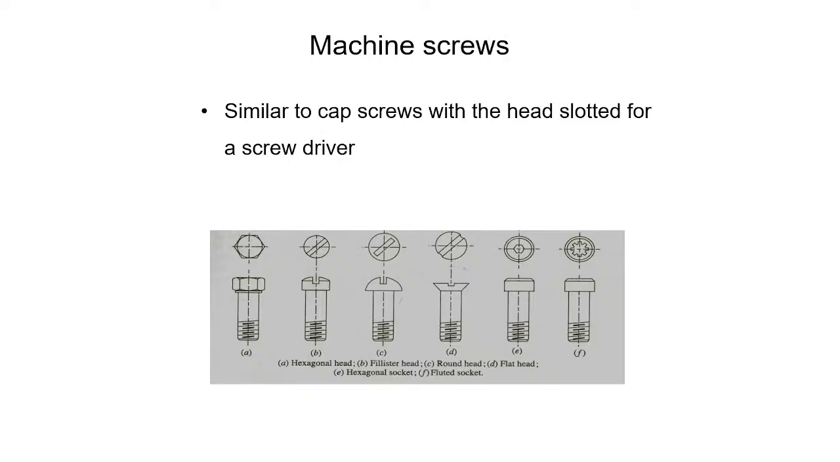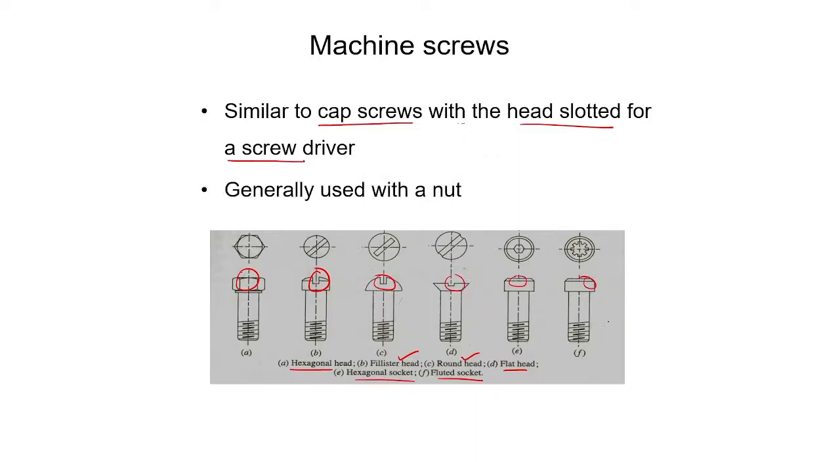Machine screws. It is similar to cap screws with a head slotted for a screwdriver. So the first one is hexagonal head, Philister head, round head, flat head, hexagonal socket, fluted socket. All these are the examples of machine screws, but different heads are being provided over here. And it is generally used with a nut.